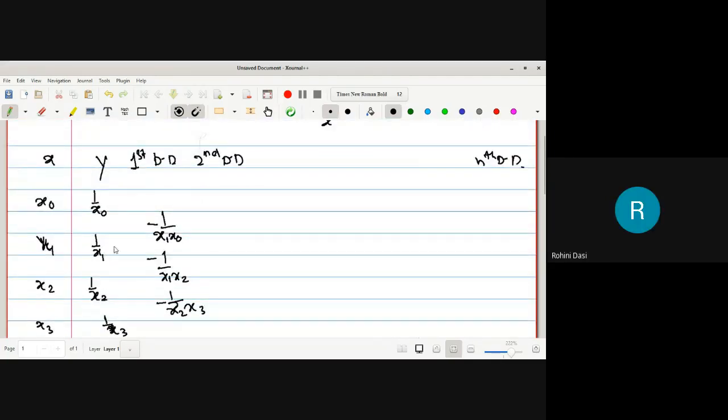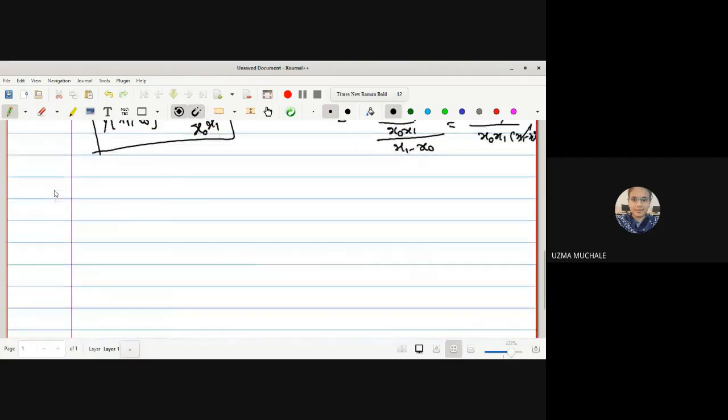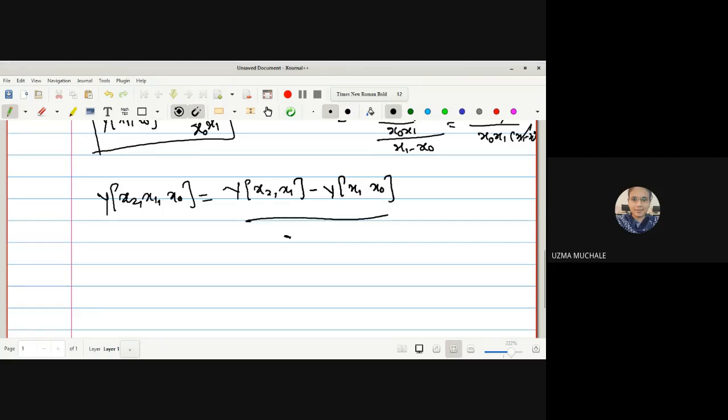Yes, ma'am. You can calculate the second one by taking the difference of these two divided by x2 minus x0. Okay, let me calculate the first one, then we can generalize. The second divided difference is written as the difference of the first two divided differences. It is y of x2, x1 minus y of x1, x0 divided by x2 minus x0.